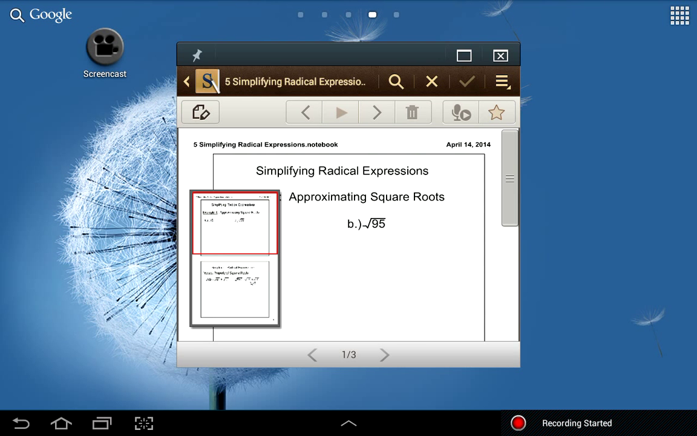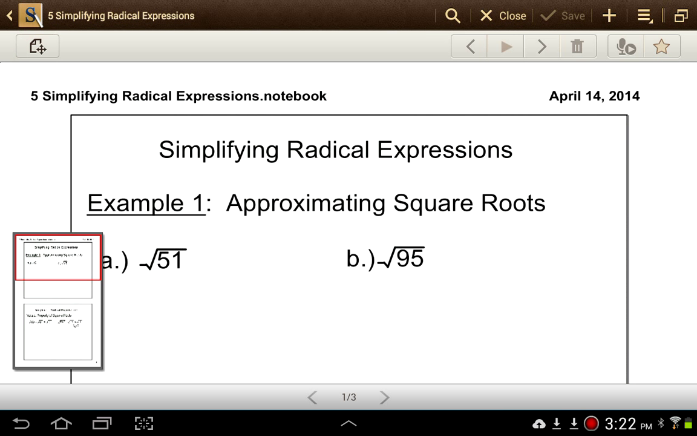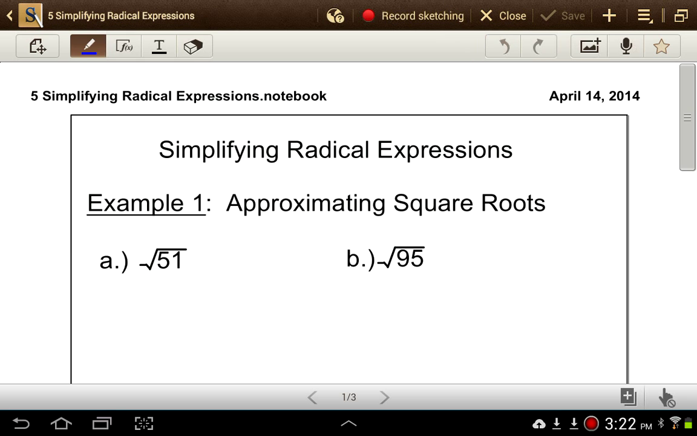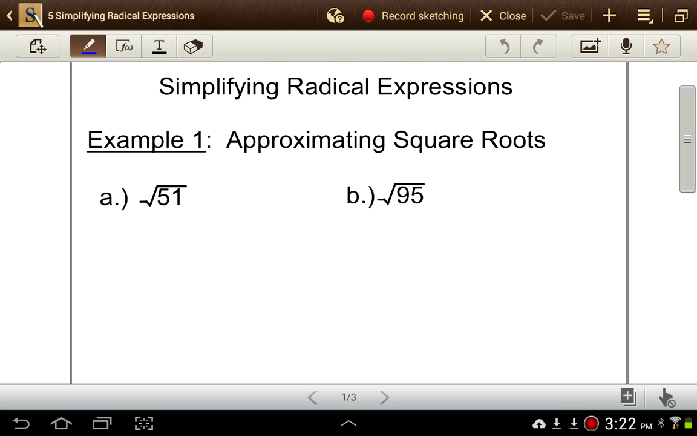Okay guys, here we go with our simplifying radical expressions video. I'm going to get going on this because it's going to take a little bit of time to go through. We have a lot to go through. Okay, with our first one, example 1, approximating square roots.